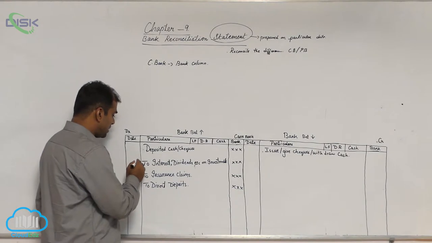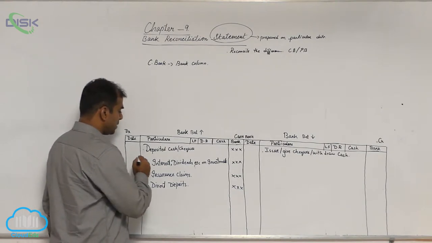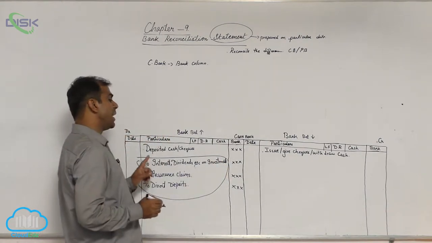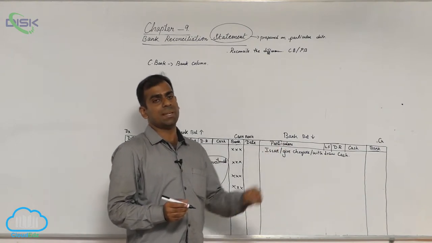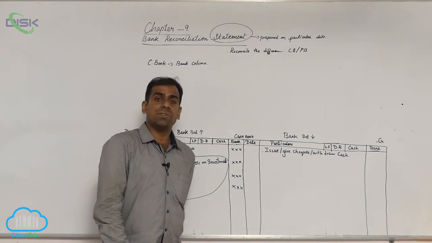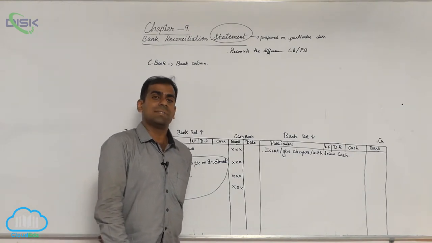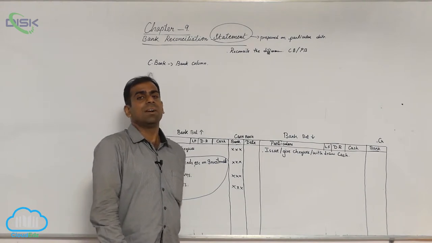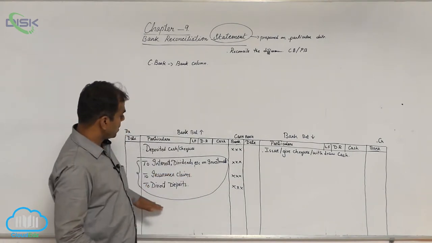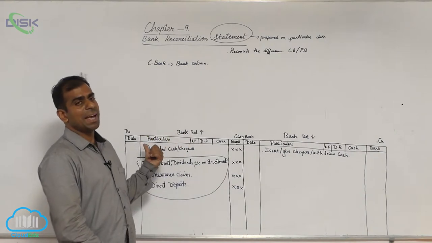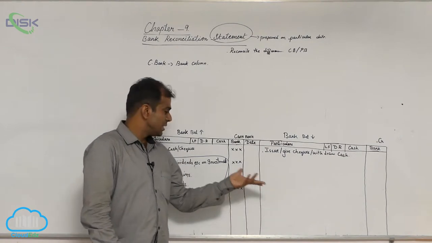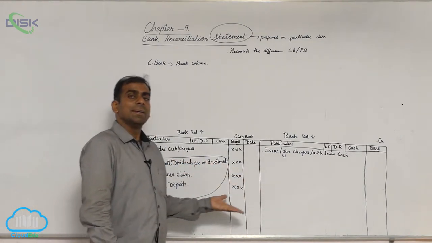Now if you actually see the last three entries, I will enter these transactions into my cash book only after I get the information from the bank. Before receiving the information, I will not enter this into the cash book. That means the bank has to give me information about these things, then only I will enter these details onto the debit side of my cash book, after checking with bank documents.